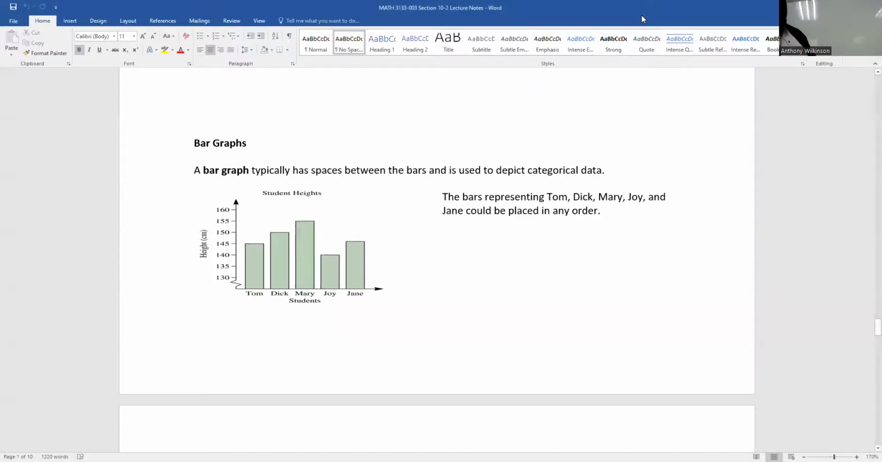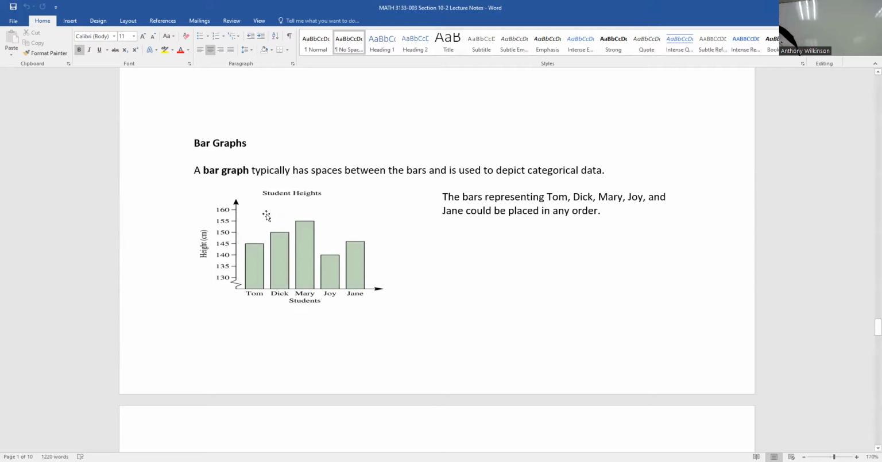Okay. All right, now a bar graph typically has spaces between the bars and is used to depict categorical data. So for bar graphs we use categorical data, whereas in a histogram we're using numerical values that are falling in a range of numbers. But here, we just use categories, like in this case, the bars represent Tom, Dick, Mary, Joy, and Jane.